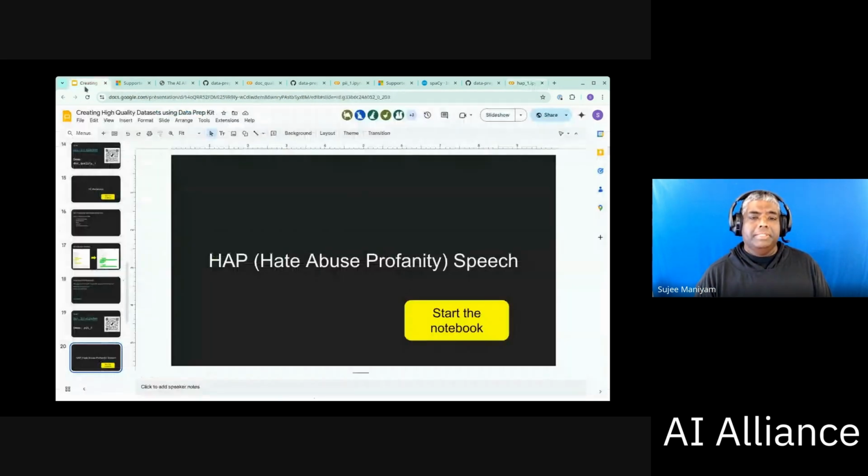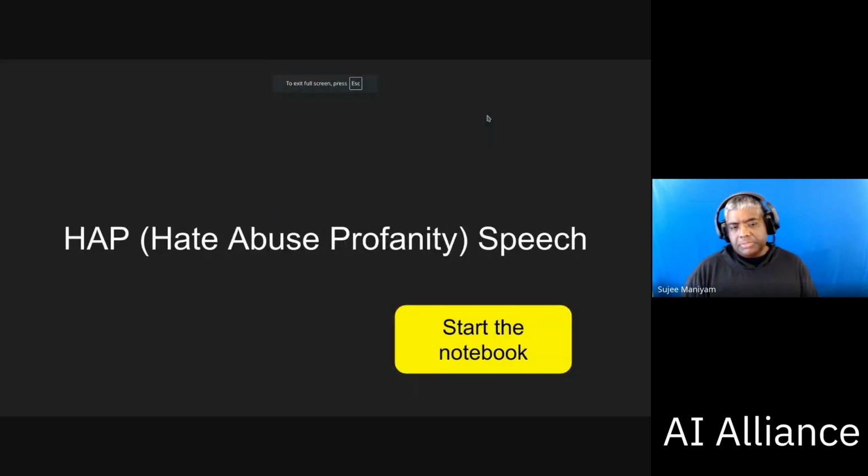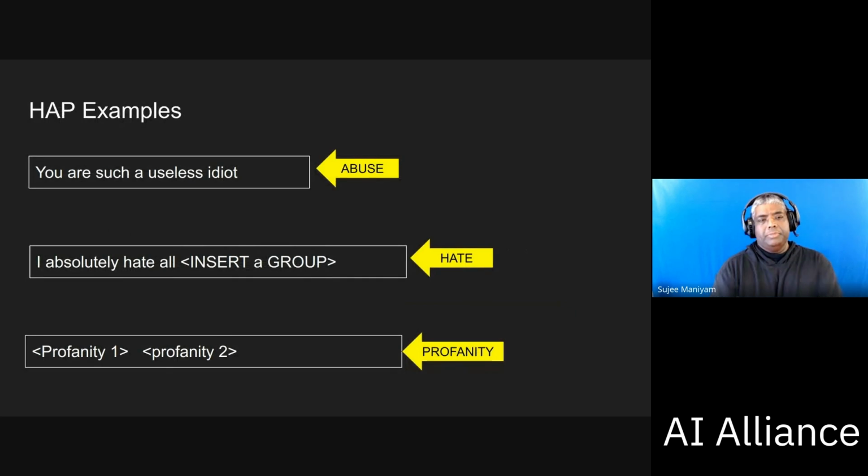Okay, let me explain what this is. Hate speech is generally called HAP: hate, abuse, and profanity. In the documents, we want to remove this. Here's an example. Please don't try to read too much into this; I just want to show you some examples. So this is abuse, and hate. You can say, I absolutely hate all, whatever group you insert. Or you can say profanity.